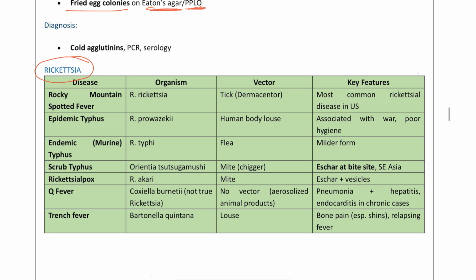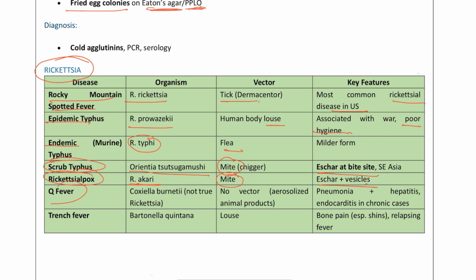Next, the last one, the Rickettsia species. Rocky Mountain spotted fever is caused by Rickettsia rickettsii by the tick. It is the most common rickettsial disease in the US. Epidemic typhus is caused by Rickettsia prowazekii, due to louse, associated with poor hygiene. Endemic typhus is due to Rickettsia typhi, due to flea. Scrub typhus is Orientia tsutsugamushi, due to mite; an eschar is seen at the bite site. Rickettsialpox is due to Rickettsia akari and also mite, with eschar and vesicles seen.